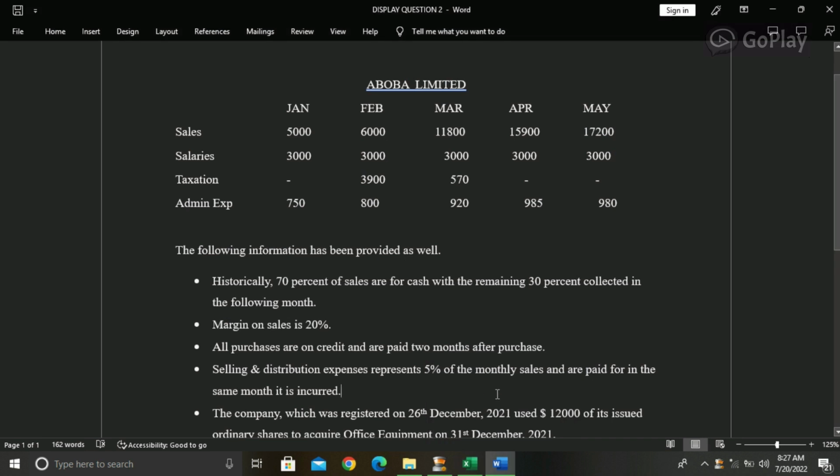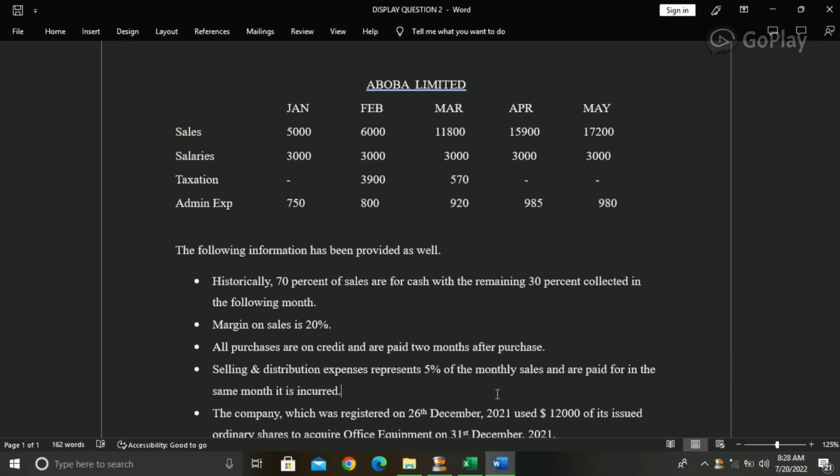Now, critically looking at the question, the first part says historically 70% of sales are for cash, with the remaining collected in the following month. That's for the sales. The next one says margin on sales is 20%. Here is where we are supposed to get our purchases figure from. Margin on sales is 20%. It means that for all the sales that have been made in each month, 80% is the purchases figure, and 20% is the profit that the organization is making on the purchases.